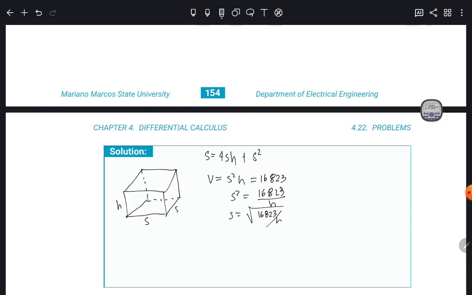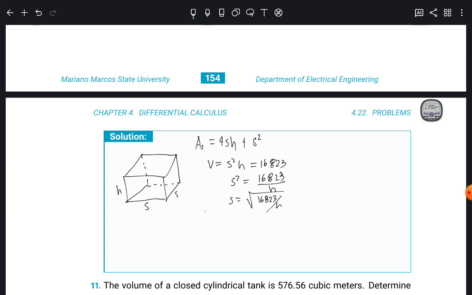Wait, I've been using the same variable. This is a surface area. We can just call this one A, the total surface area, because I have used S for the side. And we can now substitute that in our equation here. A of S is 4 times S, which is equal to the square root of 16,823 all over H, and you multiply this with H. Then plus S squared, we know S squared is 16,823 all over H. So if you look at our equation now, it's all in terms of H.